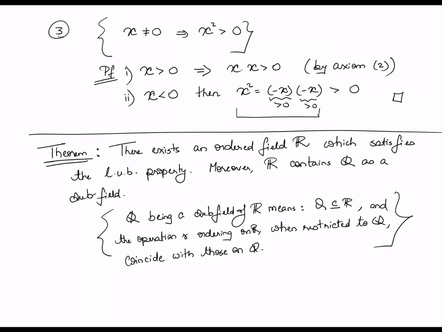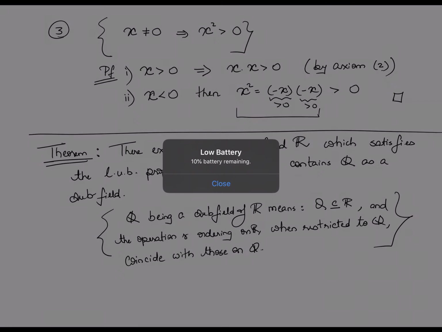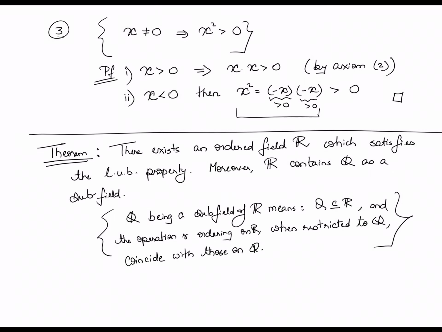Moreover, all the operations as well as the ordering that is defined on the constructed superset R will in fact coincide with those on Q when they are restricted to Q. So the set of rationals is a subset of the set of reals, and the operations on the reals are in such a way that they are consistent with those on the rationals. Okay, in other words, addition and multiplication within R of two rational numbers would correspond exactly to our prior understanding of how addition and multiplication between rational numbers works.